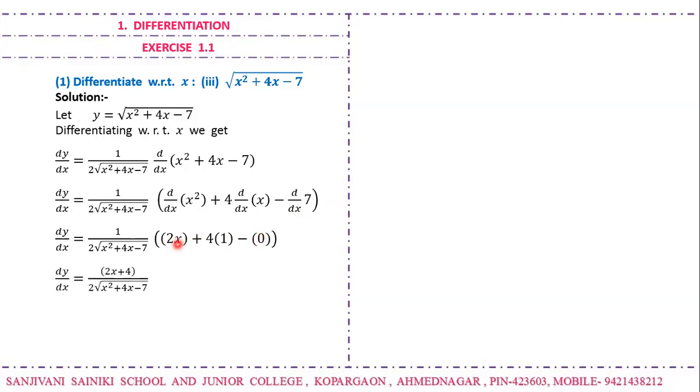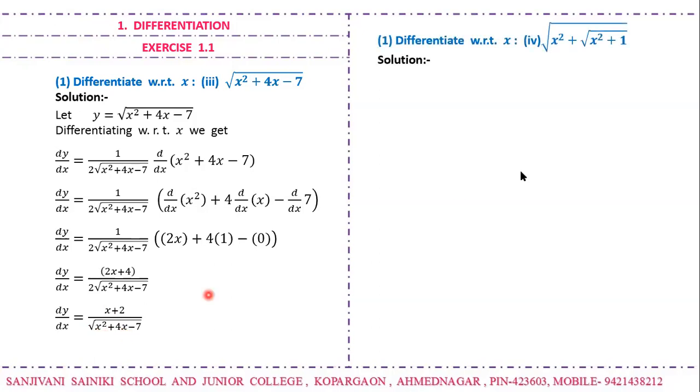To simplify it, we can write 2x plus 4 upon 2 times under root x square plus 4x minus 7. If you take the 2 common from the numerator, it will cancel the denominator 2 and you get x plus 2 upon the square root of x square plus 4x minus 7.